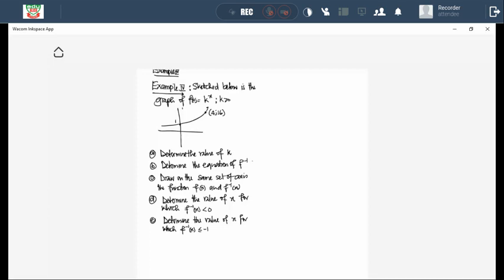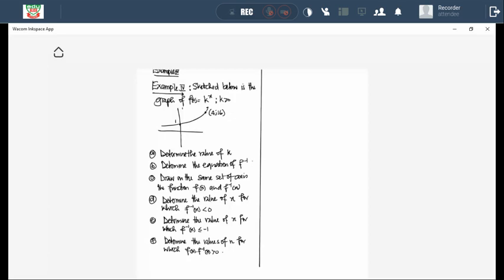Okay, right. The last one there says determine the values of x for which f of x times f inverse is greater than 0. Okay, right. Allow me to split this so that I can start with my solutions there.